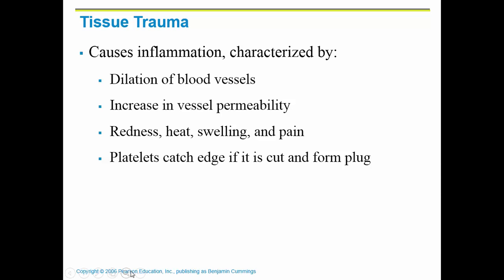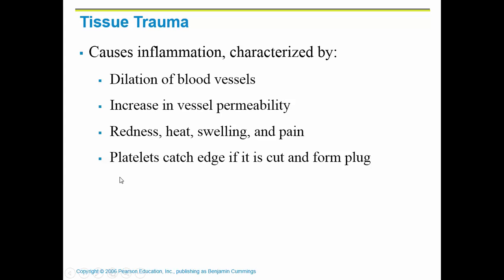We also have increased vessel permeability, meaning that the blood vessels become more permeable. Things can get in or out a little bit easier. There's always redness, heat, swelling, and pain. We know if we hurt a tissue, twist an ankle, etc., that we're going to have some pain and swelling.